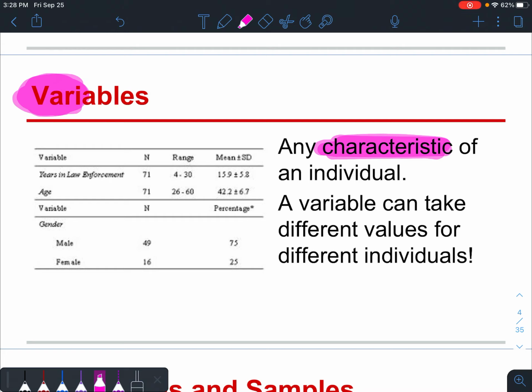So I have a table here. This is just, we're looking at the variable years in law enforcement. So we're looking at some law enforcers here, and we have range, so anywhere from 4 to 30 years in law enforcement. There's 71 people that did this, and what you're going to find out is that n stands for the total number of people. So this is going to be a numerical value here. Things you can do with numerical values: you can find means, you can find medians, modes. You can do some other statistical things. We're really just going to kind of brush over the top of it in this class.